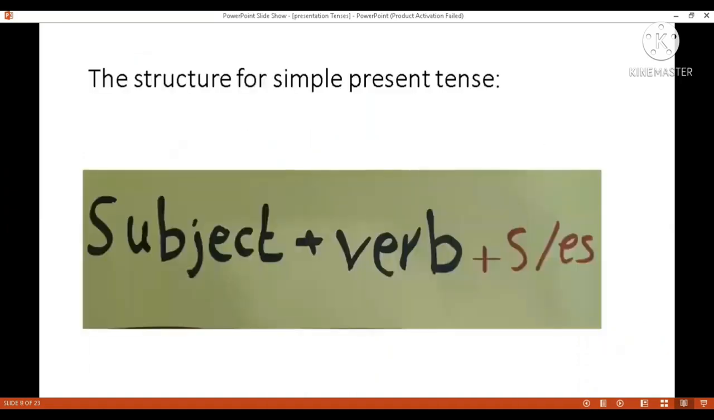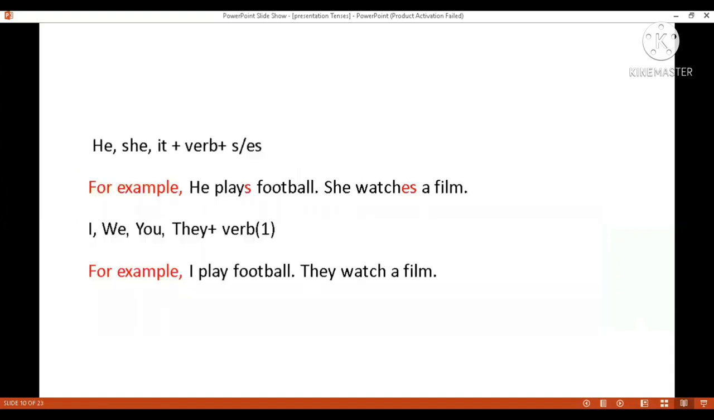Okay, the structure of the present simple is subject plus verb plus s or es. This is the structure, but you should remember when the subject of a sentence is he, she, or it, we need to add an s or es to the end of the verb in the present simple. For example, He plays football. She watches a film. But when the subject is I, we, you, or they, we don't need to add an s or es to the end of the verb.